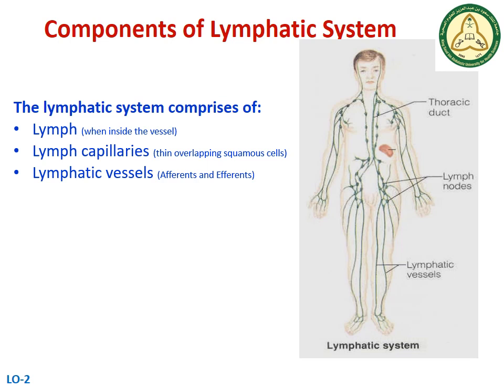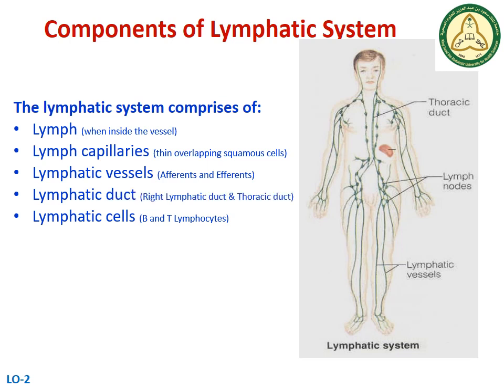So those are called afferent and efferent for one station. When the vessel goes on its way to the lymph node, and from the exit of the lymph node, the vessels are called afferent vessels. So afferent vessels and efferent vessels.